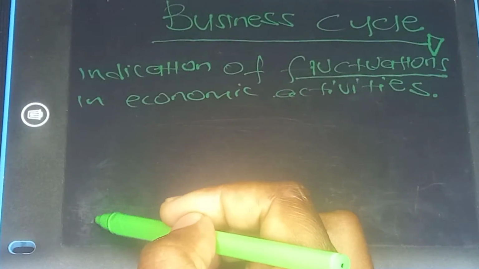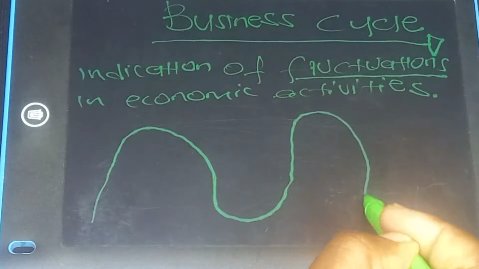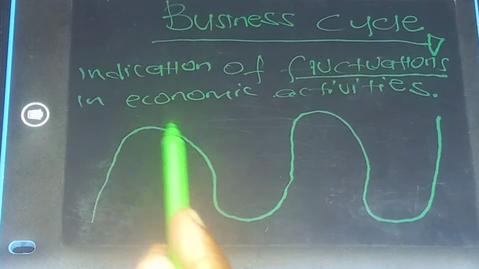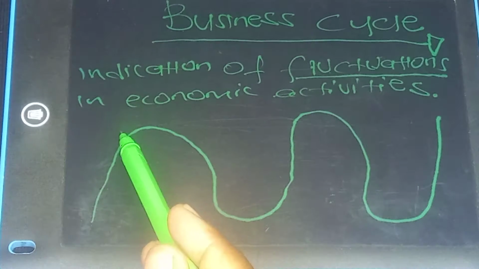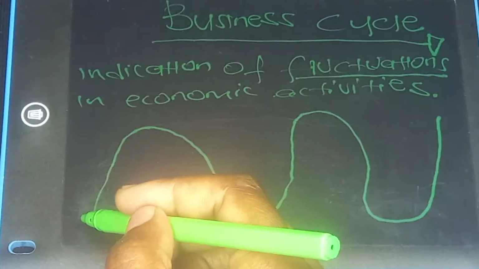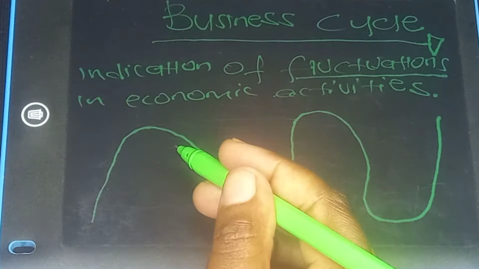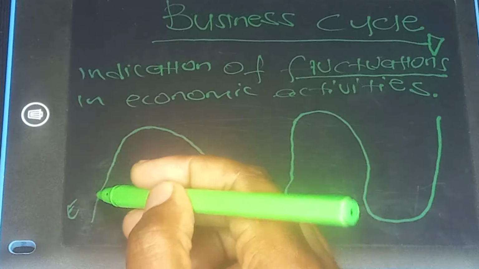To fluctuate, it means that to go up and down, go up and down. It's like a roller coaster, going up and down. These are periods of increase and decrease. In this way, we can say this period that is going up, which is increasing the economic activities, we call it expansion.